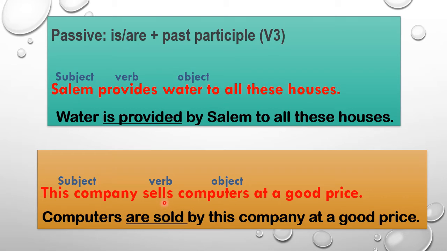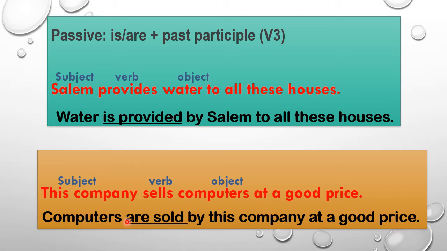Are sold. Now, sell, sold, sold. The past participle of sell is sold. Then I put by this company, and T here becomes small. By this company, then I complete the sentence at a good price. So, computers are sold by this company at a good price.